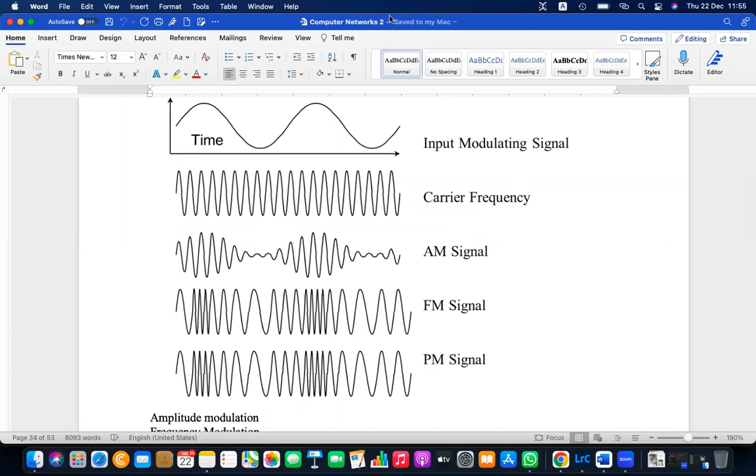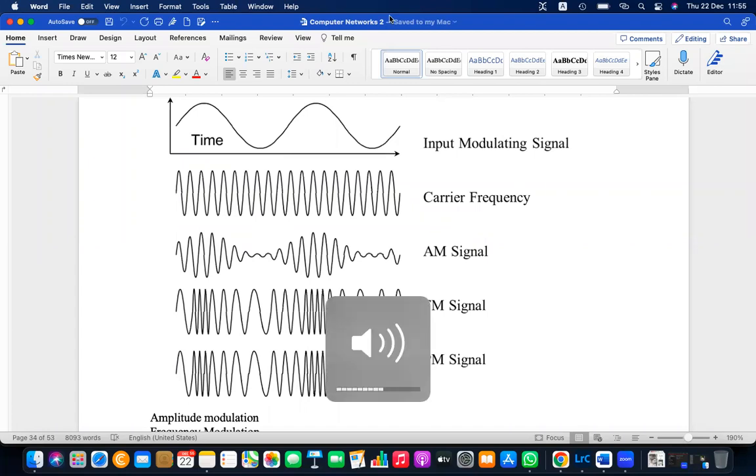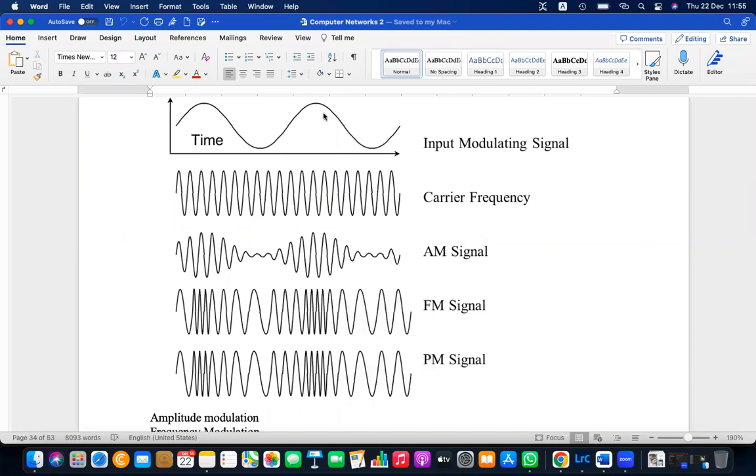But the problem is, as I said, every channel has noise. Therefore, when amplitude is low, the noise present in the channel is always there. But when amplitude is high, the noise will be hidden, so you cannot see the noise much. But when amplitude is low, the noise will be really high. Therefore, this amplitude modulation is not really a good one.